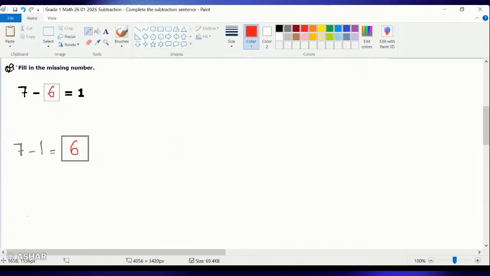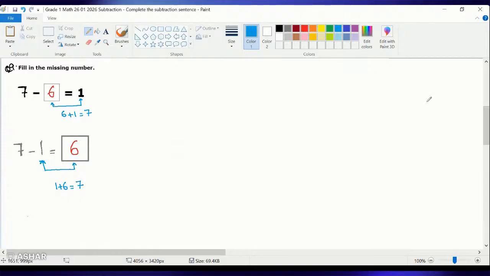Okay. 7 minus 6, the difference was 1. And 7 minus 1, the difference was 6. So now what we can see is that when we add this number to this number, 1 plus 6 should come out to be equal to 7. In this case, 6 plus 1 should be equal to the larger number, that is 7 over here, right?